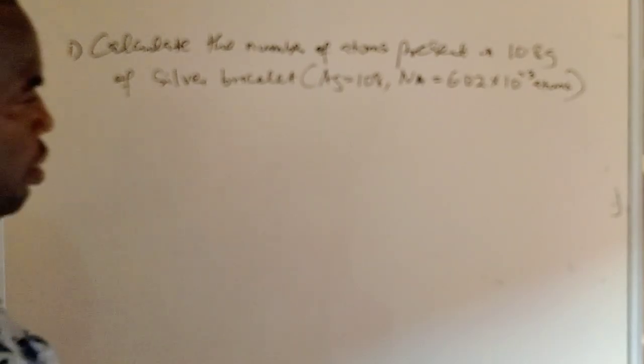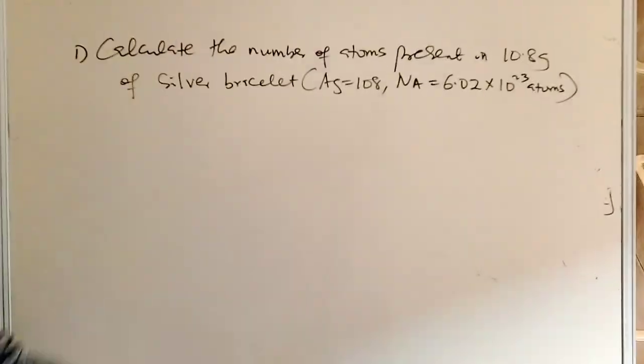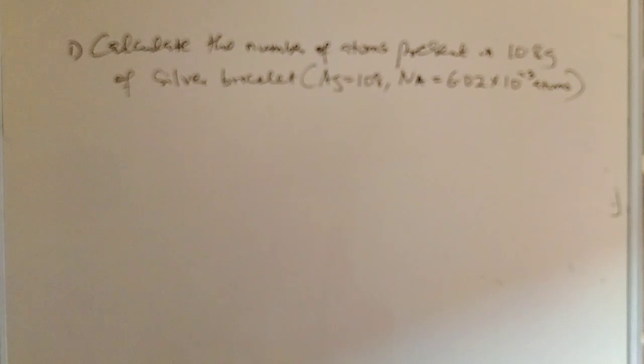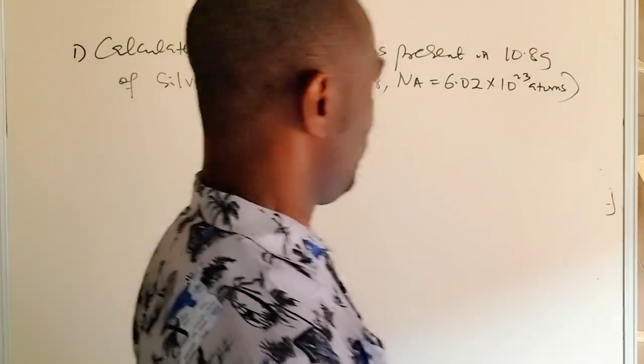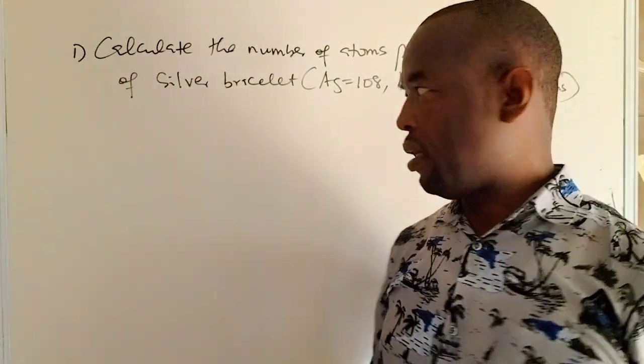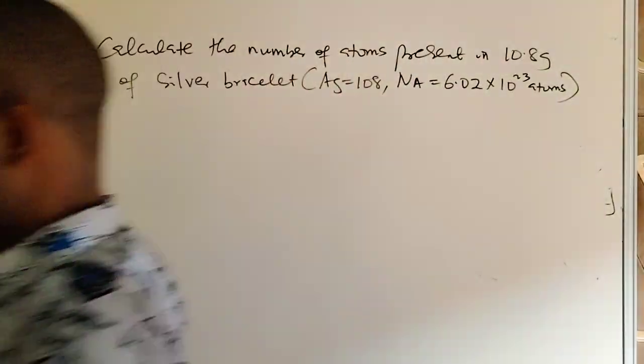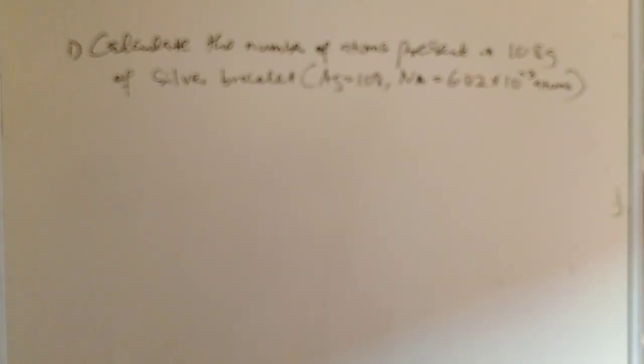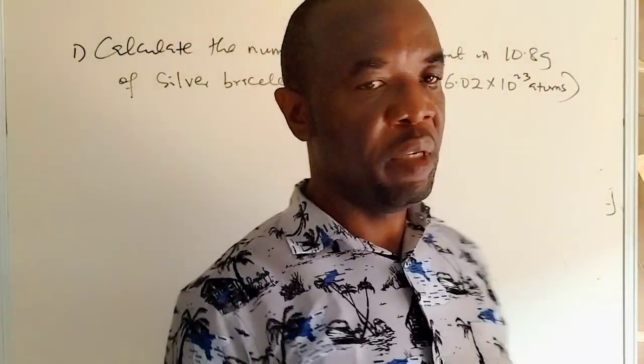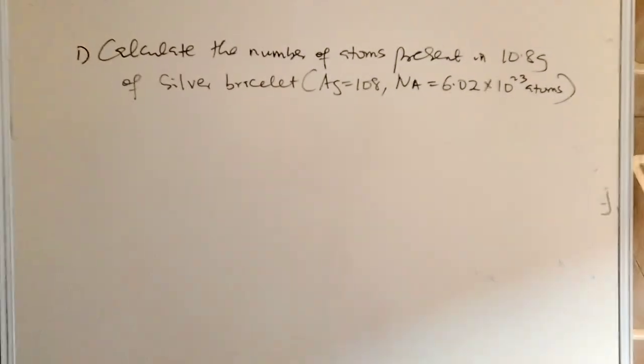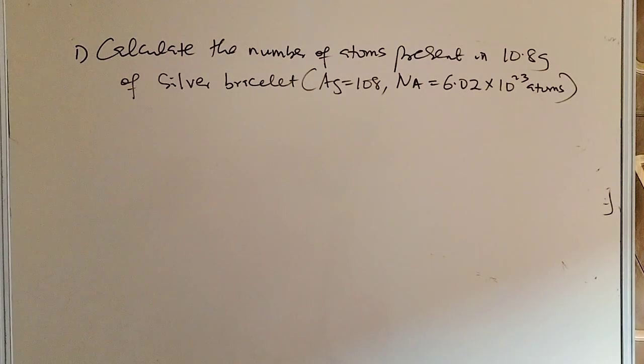So let's go to this question on the board that says calculate the number of atoms present in 10.8 grams of silver bracelet. The atomic mass of silver is 108. The Avogadro's constant is 6.02 times 10 to the power 23 atoms. So I repeat, it says calculate the number of atoms present in 10.8 grams of silver bracelet. So we have the values we need given to us on the board. The atomic mass of silver is 108. Avogadro's constant is 6.02 times 10 to the power 23.